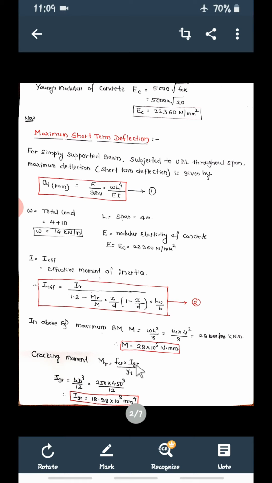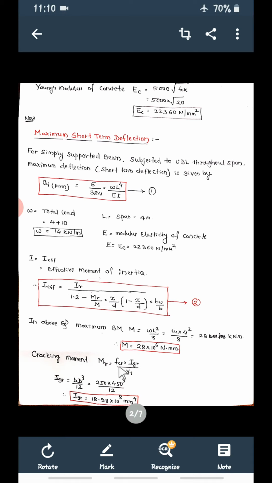Now first calculate this Igr. Again, I is moment of inertia, gr is gross. So gross moment of inertia Igr equal to, since it is a rectangular beam, moment of inertia is bD cube by 12. For rectangle, moment of inertia is bD cube by 12. So b is 250 into capital D, that is overall depth, 450 cube divided by 12. So gross moment of inertia will be 18.98 into 10 raised to 8 mm raised to 4. So this is Igr.